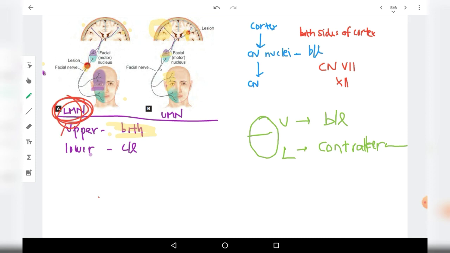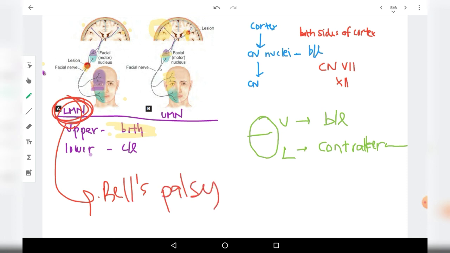The lower motor neuron lesion of cranial nerve number 7 is called Bell's palsy. So in Bell's palsy, the muscles of both the upper and lower parts of the face will not be working. There will be flaccid paralysis. Why flaccid? Because it is a lower motor neuron lesion.